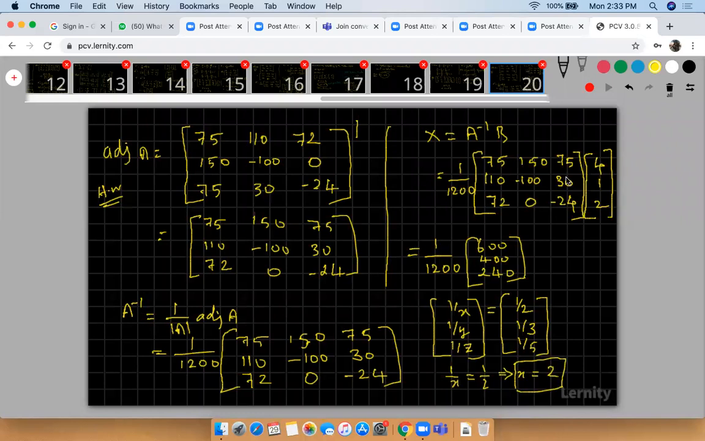Your 1 by x is 1 by 2. 1 by y is equal to 1 by 3. 1 by z is equal to 1 by 5. Therefore, your x is equal to 2, y is equal to 3, z is equal to 5. So therefore, this is the answer. x is equal to 2, y is equal to 3, z is equal to 5 is the answer. Please take that.